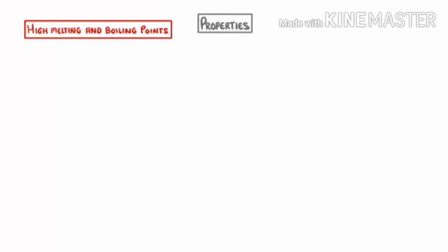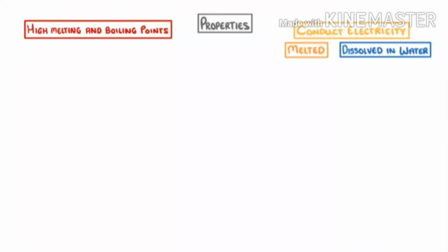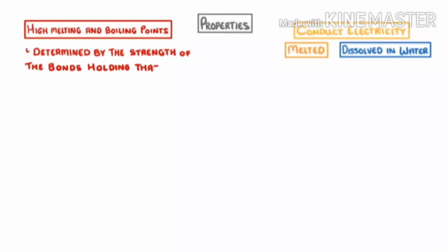Now, the properties of ionic compounds. Basically, there are two properties. First is high melting and boiling point. Second is electrical conductivity when they are in molten state or when they are dissolved in water. So first is high melting and boiling point.